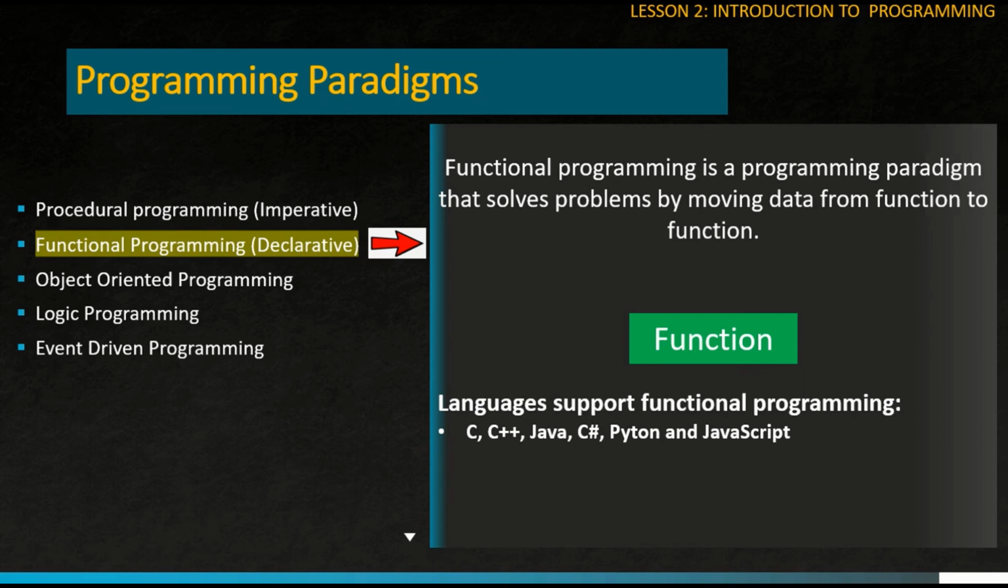Programming languages like C, C++, Java, JavaScript, Python and C# support functional programming. But Python and JavaScript provide a more serious functional programming style.